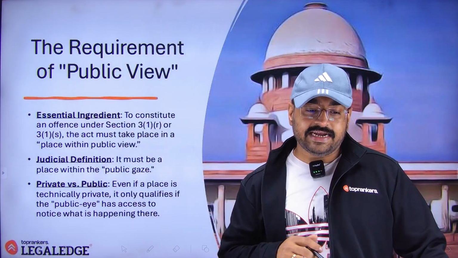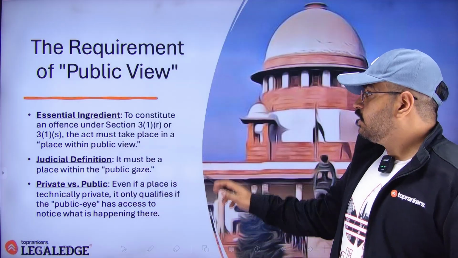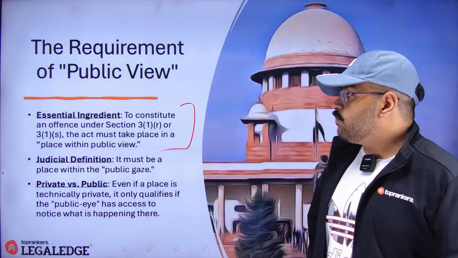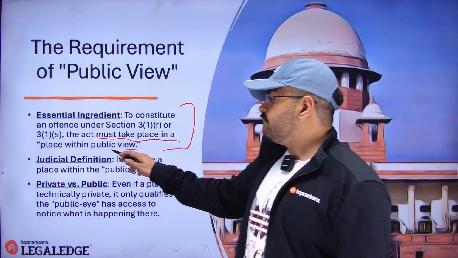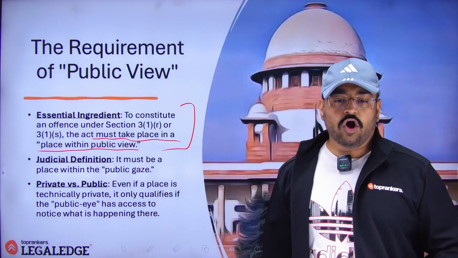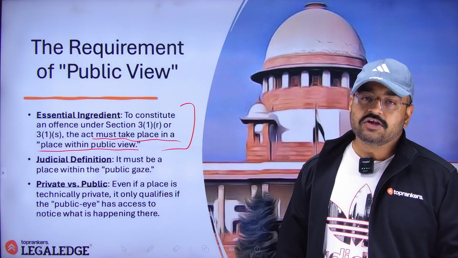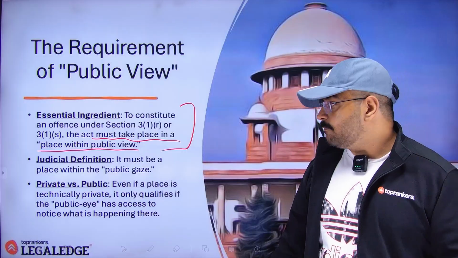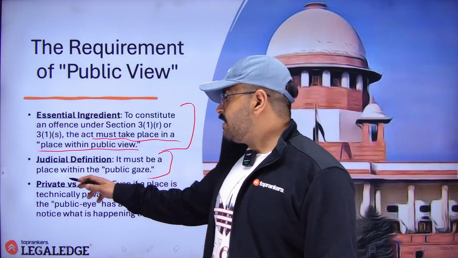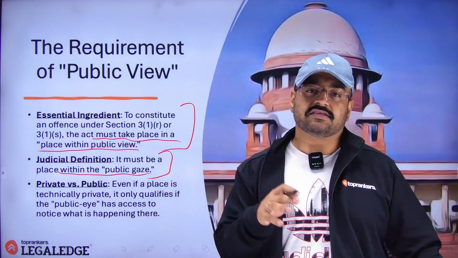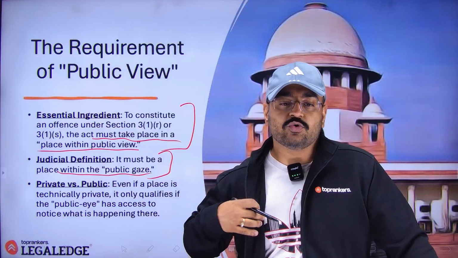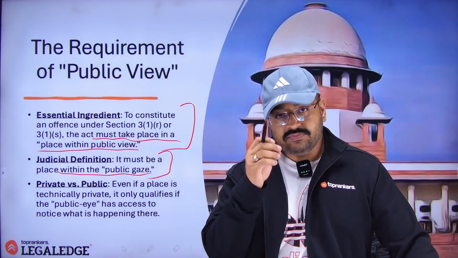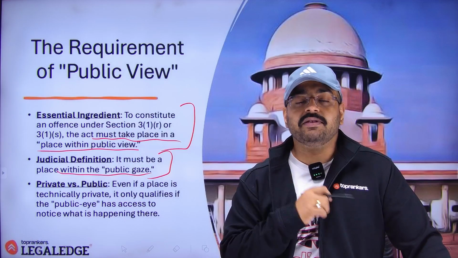तो essential ingredient की अगर हम बात करें under this Act, to constitute an offense under section 3(1)R और 3(1)S, the act must take place within public view. और public view का मतलब क्या है? So the judicial definition of this term public view is that it must be a place within the public gaze, जहां पर लोगों की नजर जाती हो, जहां पर लोग देख सकते हों कि क्या हो रहा है. That is a place which will be considered as a public place.